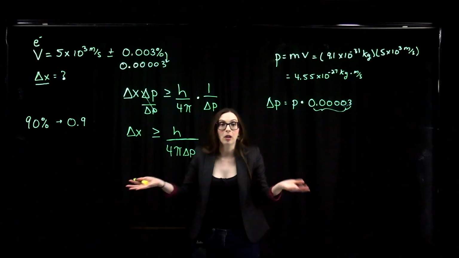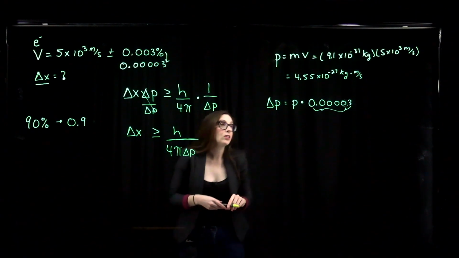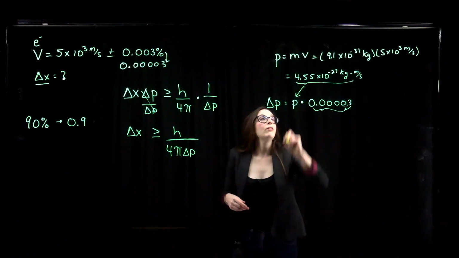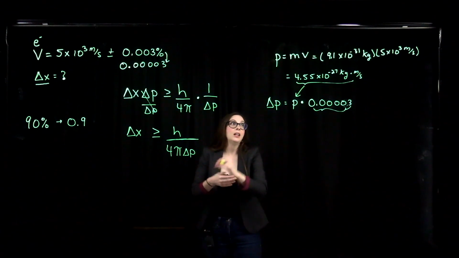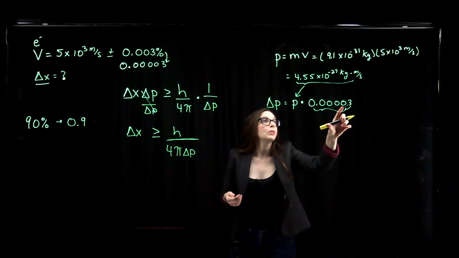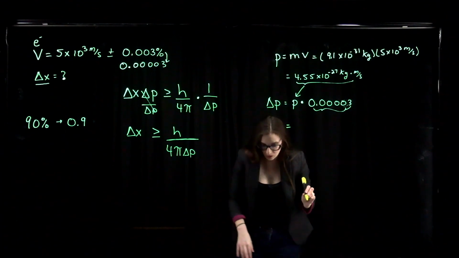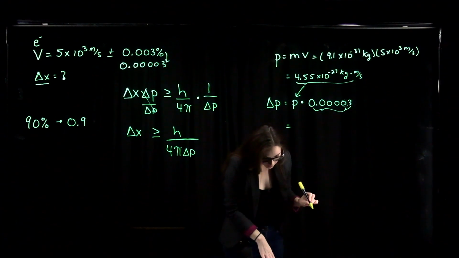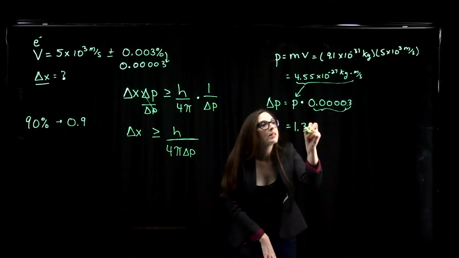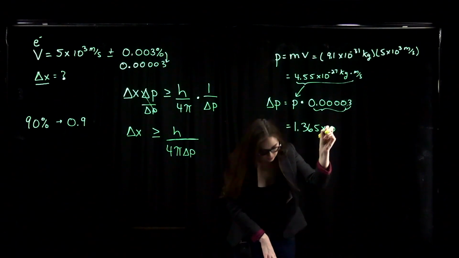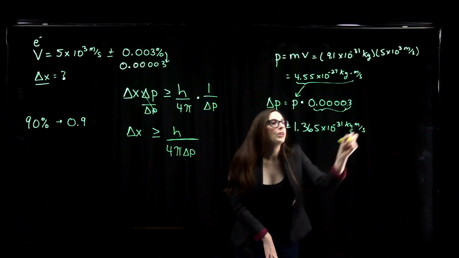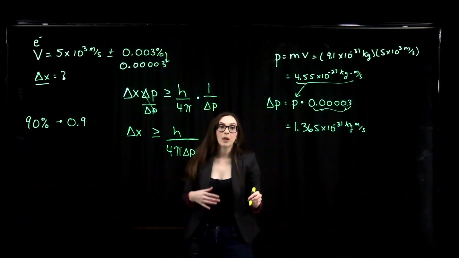The mass of the electron, we're not going to have any uncertainty on that. So I take 4.55 times 10 to the minus 27 kilogram meter per second and multiply it by 0.00003, and that will give me the uncertainty on my momentum measurement, which is 1.365 times 10 to the minus 31 kilogram meter per second. Okay, that's the uncertainty on my momentum.